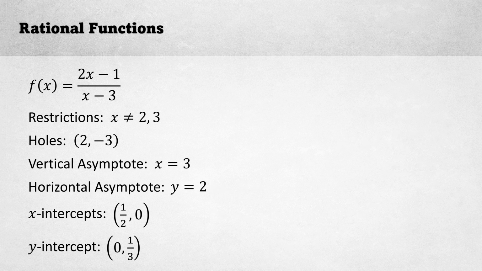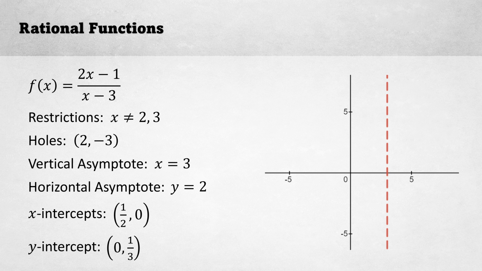We can now graph the rational function. We start with graphing the asymptotes. Our vertical asymptote is x equals 3, so we graph a dashed line at x equals 3. Our horizontal asymptote is y equals 2, so we graph a dashed line at y equals 2. We have a hole at 2, -3, so we plot an open dot at 2, -3. The graph will go to the hole, skip the hole, and then continue afterward. Next, we plot our x and y intercepts.